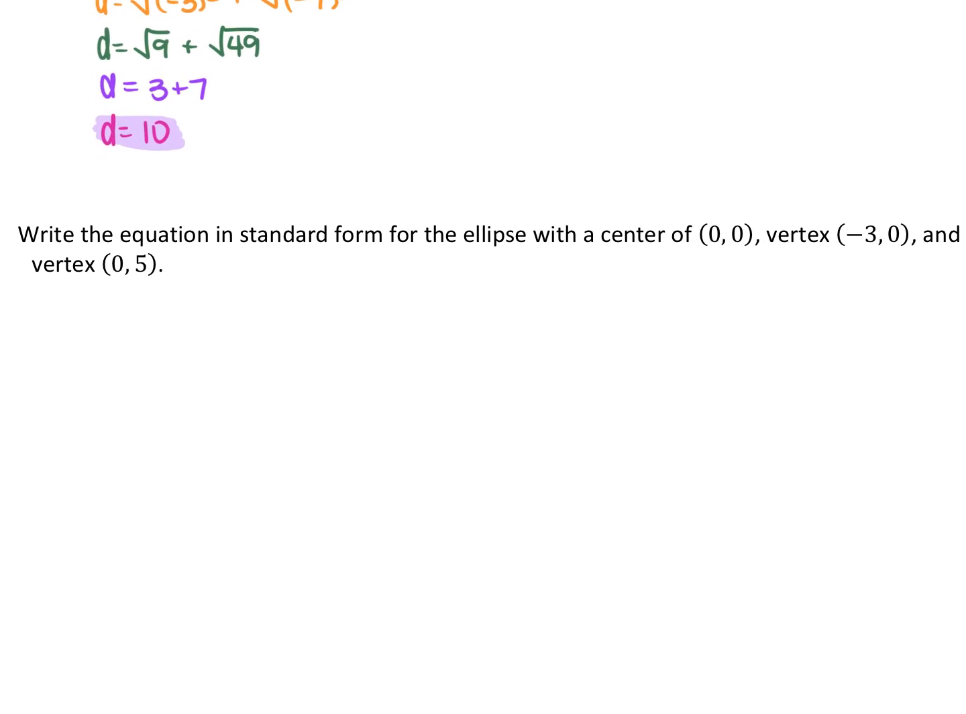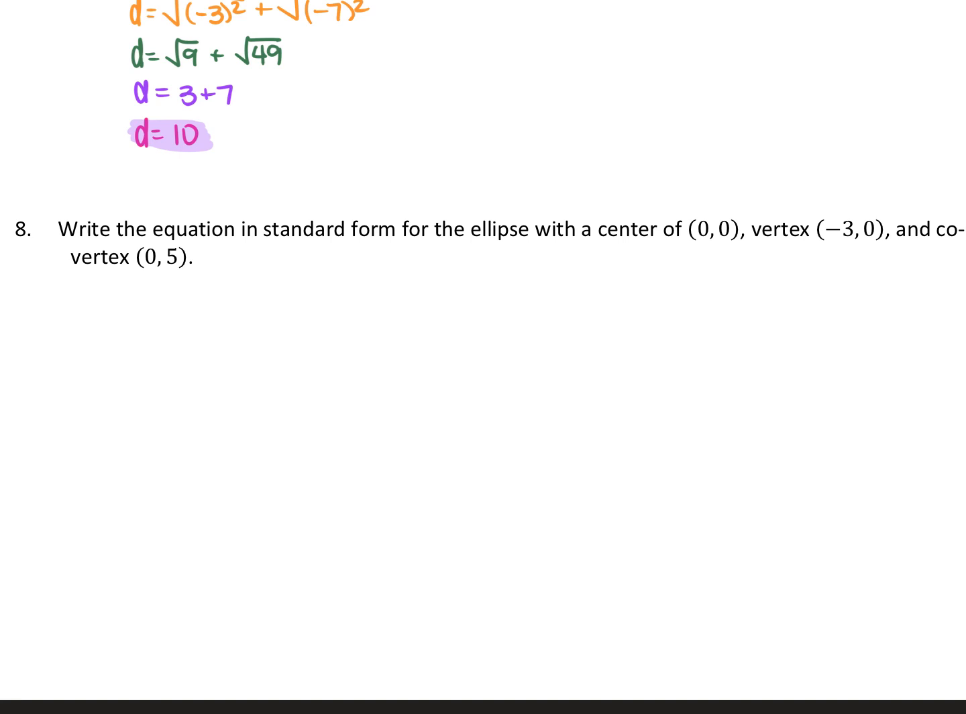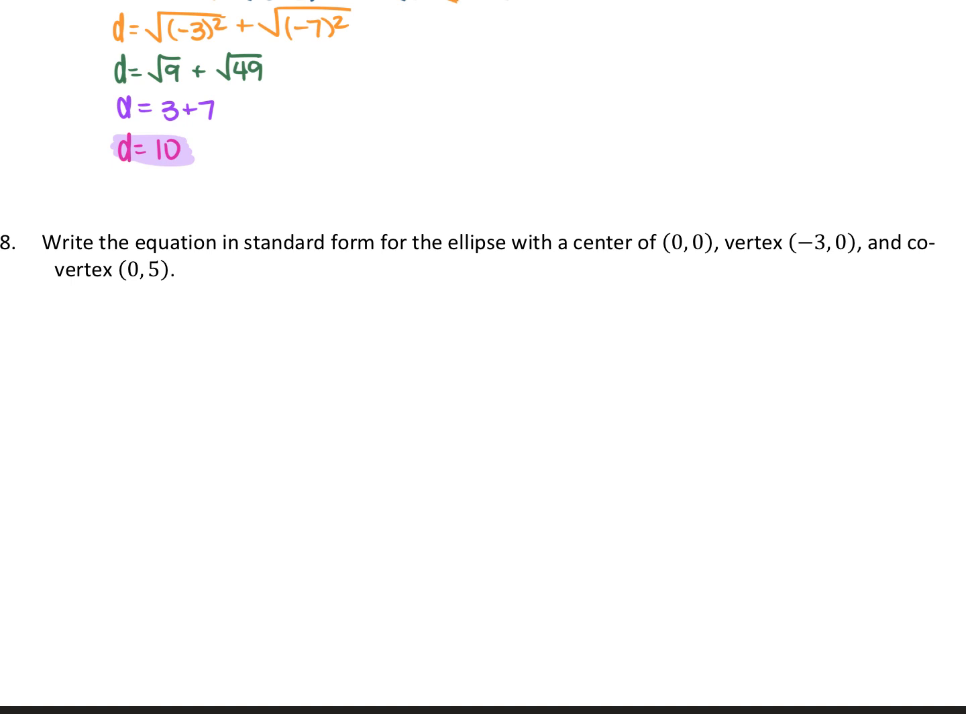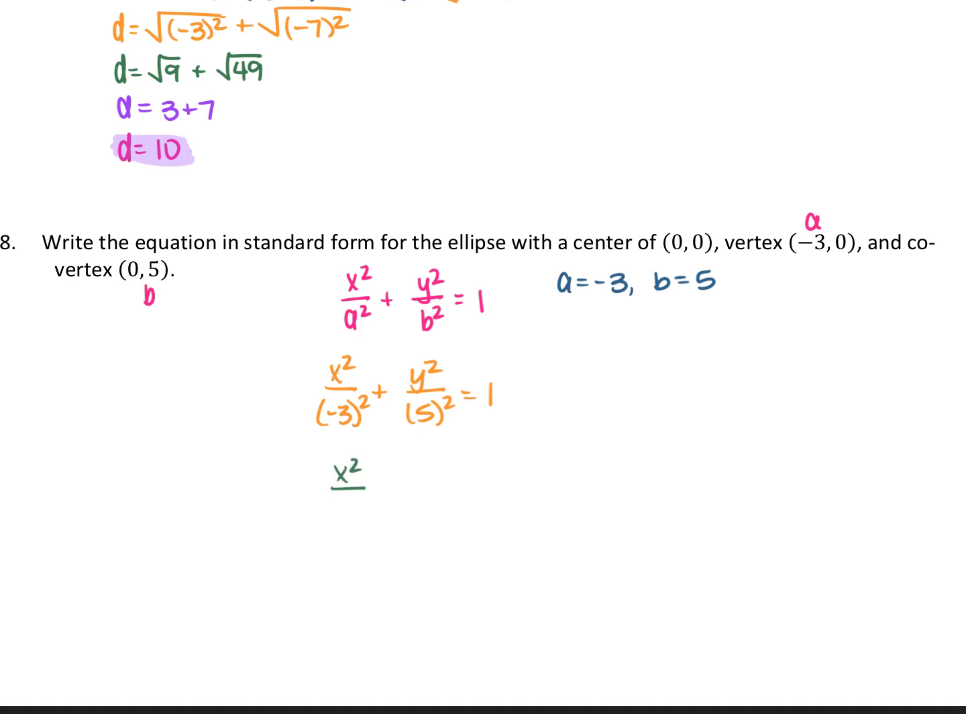On your next question, number 8, it tells you to write the equation in standard form of the ellipse with a center of 0, 0, the vertex of negative 3, 0, and the co-vertex of 5. Remember, your vertex is A, your co-vertex is B, and you need both A and B in order to write the equation of the ellipse. Your A is in the x place, so that means we're going to use the formula x squared over A squared plus y squared over b squared is equal to 1. We said that A is negative 3, and b is 5. So we're going to plug these values in. It'll give us x squared over negative 3 squared plus y squared over 5 squared is equal to 1. We just simplify that, and it gives us x squared over 9 plus y squared over 25 is equal to 1.